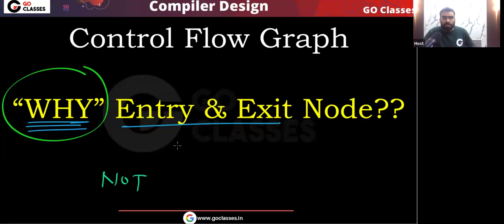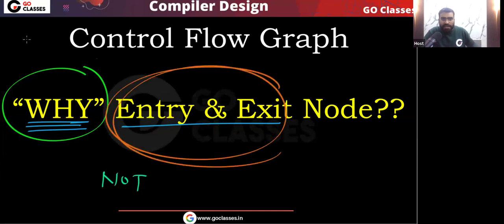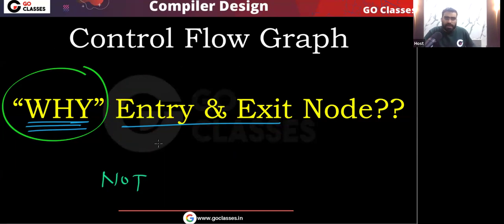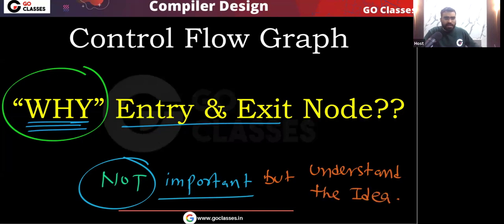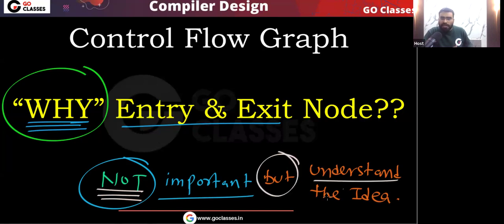So should I tell you why we put entry and exit node in the flow graph, or do you want to learn it by heart? Please understand, this is not important, but let me just tell you the reason. Just understand the idea, nothing else.